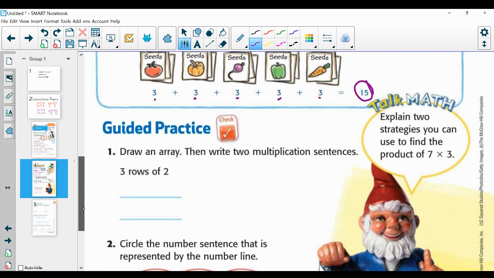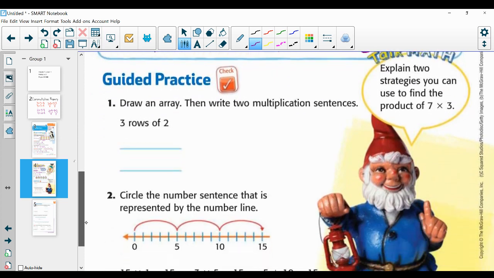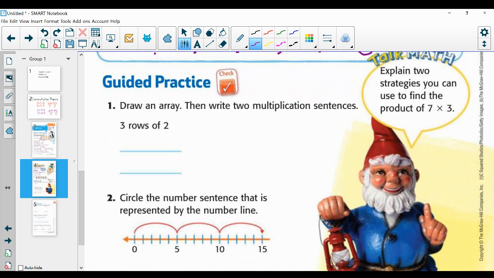All right, let's do guided practice. The way I'm going to do this is I'm going to pause and give you time to write it. You can also pause the video, and then I'll show you the right answer. The directions say draw an array, then write 2 multiplication sentences. You have 2 things that you need to do. First, you're going to draw an array. Then you're going to write 2 multiplication sentences. They left me this white space over here where I can draw my array, and then I'm going to write the two multiplication sentences. And remember that we're going to use commutative property to write that second sentence.